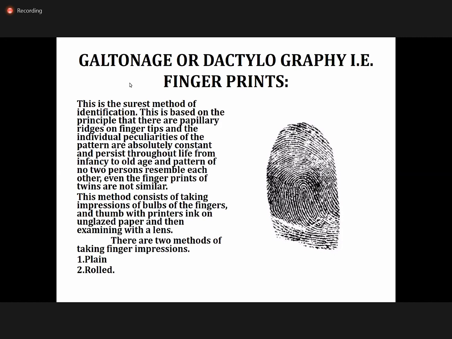Habitual criminals have a habit of taking measures so that they may not be identified by their fingerprints, such as burning the fingertips or using acid corrosives. Even then you can take the print sometime later. It takes time for the ridges to reappear, but after some days you can do it.